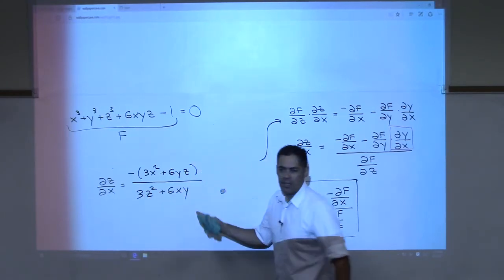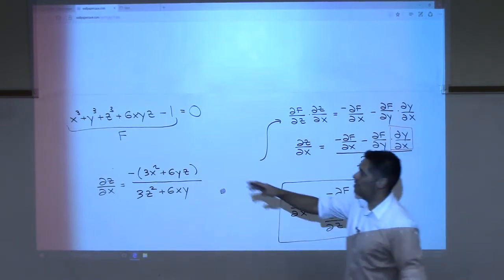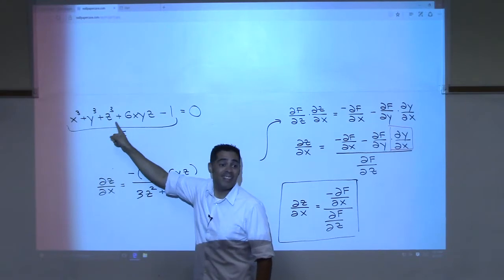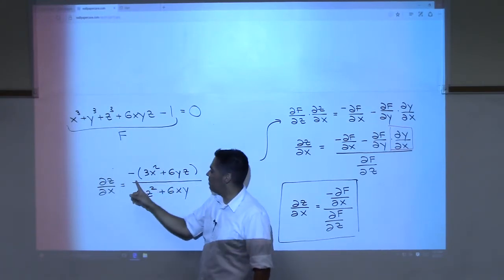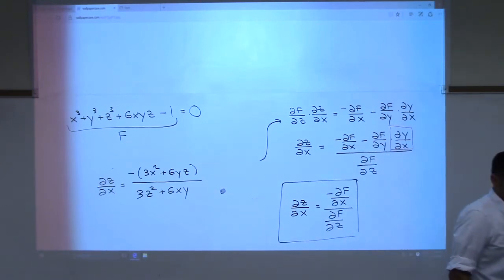And just go check back in your notes. Is that what we had earlier? That's it, right? You have to be careful on this, because when you take the derivative of F with respect to x, you're not treating z as if it depends on x. So that's why you didn't have that 3z squared part. This is implicit differentiation for three variable equations.